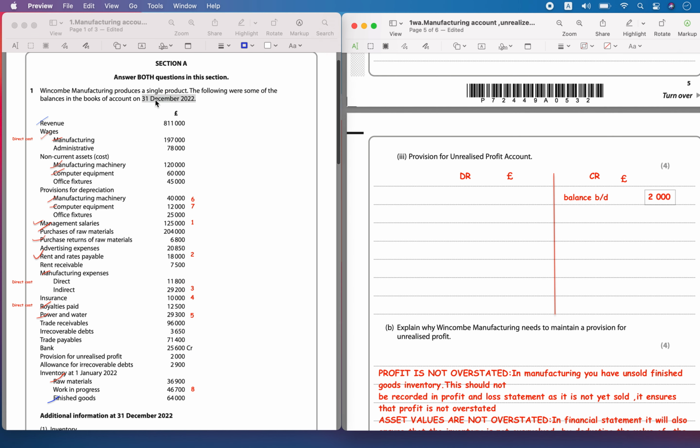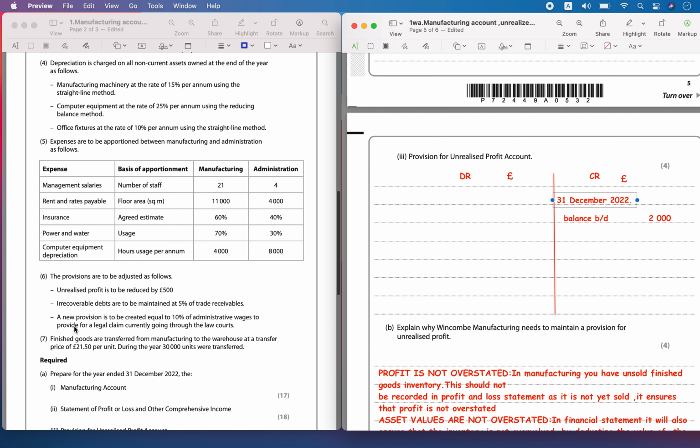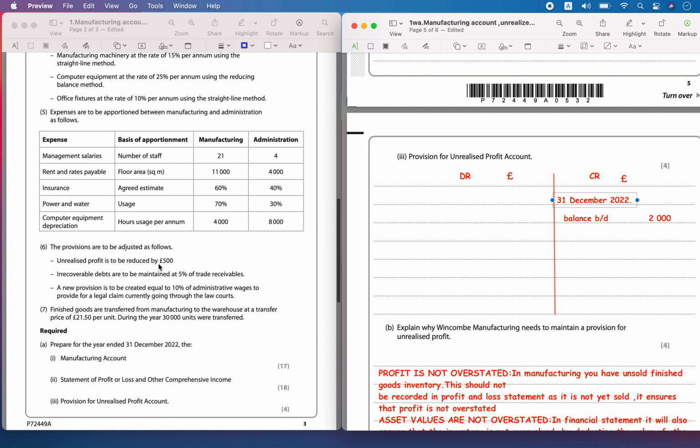And here it is said that this was on 30th December 2022. So the balance BD was 2000. Then it said that unrealized profit is to be reduced by 500. So let's transfer to the income statement. It was transferred, a value of 500, as an income because it has been decreased by 500.